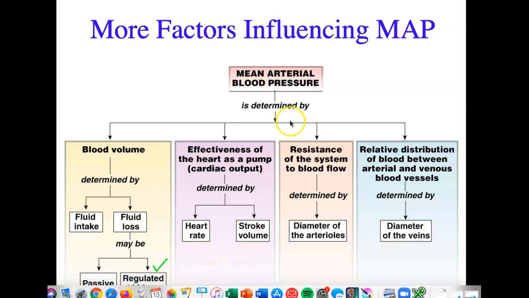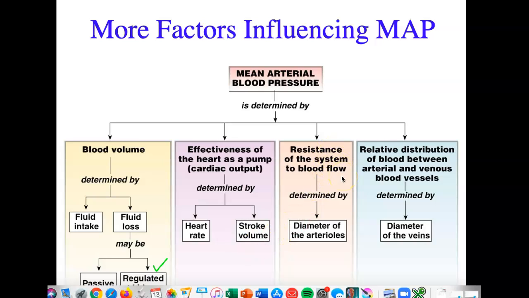Okay, what else is it determined by? The effectiveness of the heart as a pump, determined by your heart rate. How effective is this heart? Is it pumping correctly? Does it have the correct heart rate? Is this working? And every time it pumps, what is that stroke volume? So as it contracts, how much of that blood is it ejecting, right? And that's going to determine pressure.